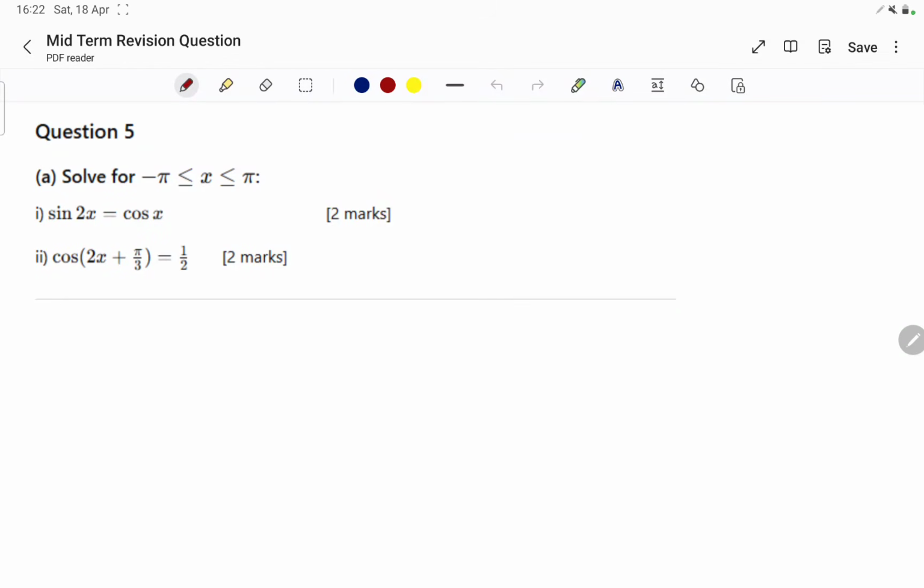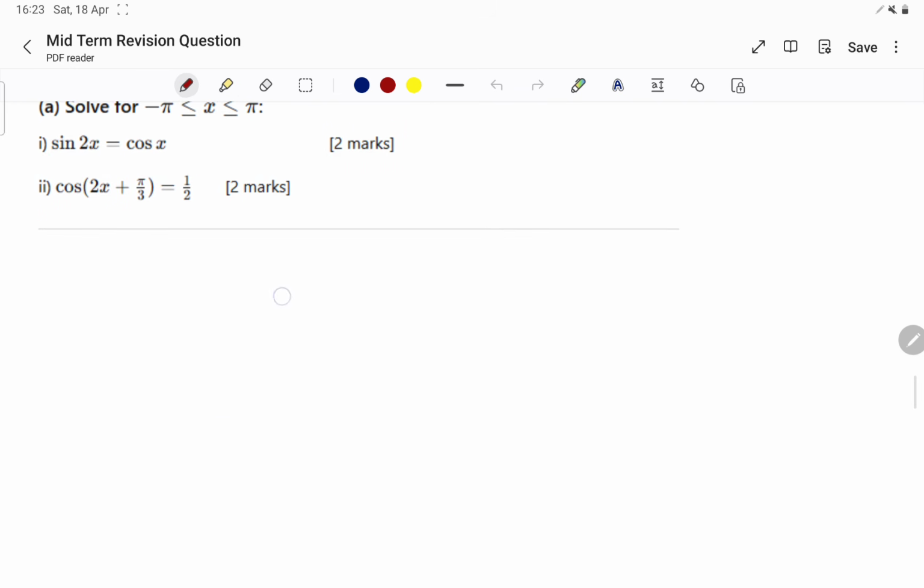Question 5 asks us to solve for the value of x from negative pi to pi. We have two equations: number 1 is sin 2x equals cos x, and number 2 is cos(x plus pi over 3) equals 1 over 2. We will go through number 1 first.